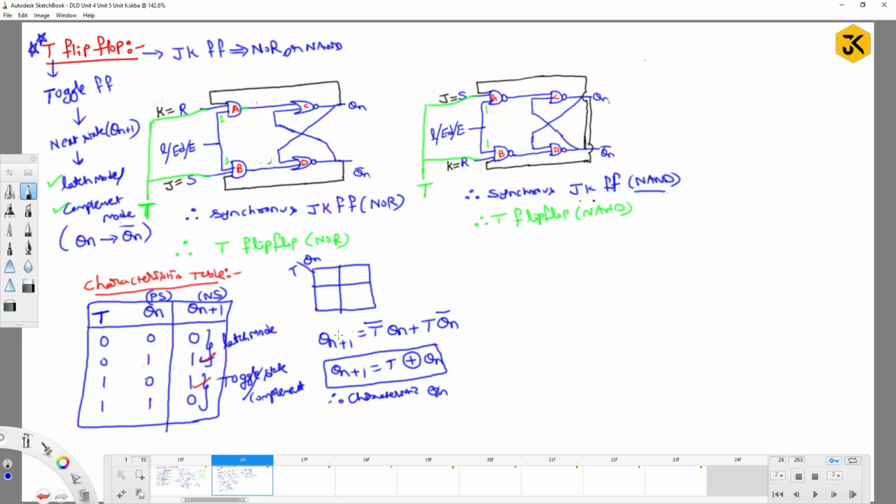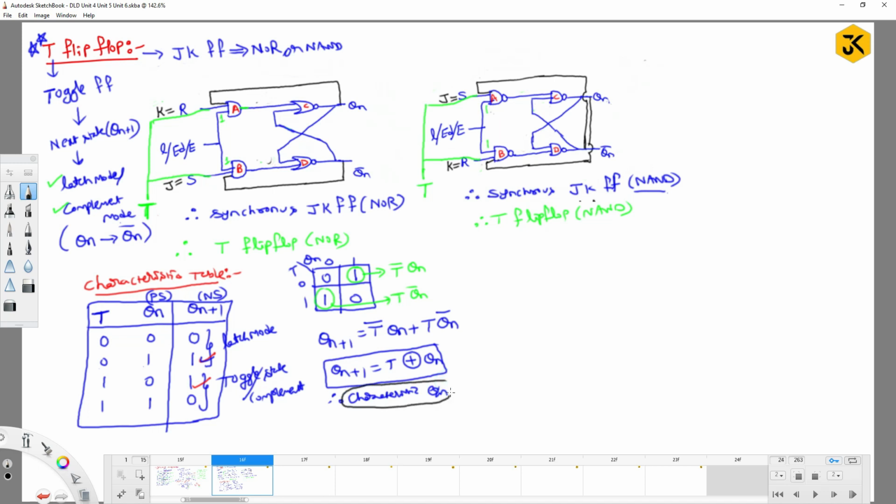Right? So basically the same thing you can get through K-maps. If I say this is 0 1 0 1, so for 0 1 you get 1, for 1 0 you get 1, and for the remaining ones you make it 0, right? How is the subcube possible? You have to take only the ones. So for this you are going to get T bar Qn, and for this you are going to get T Qn bar. So this is the way you can get the characteristic equation.